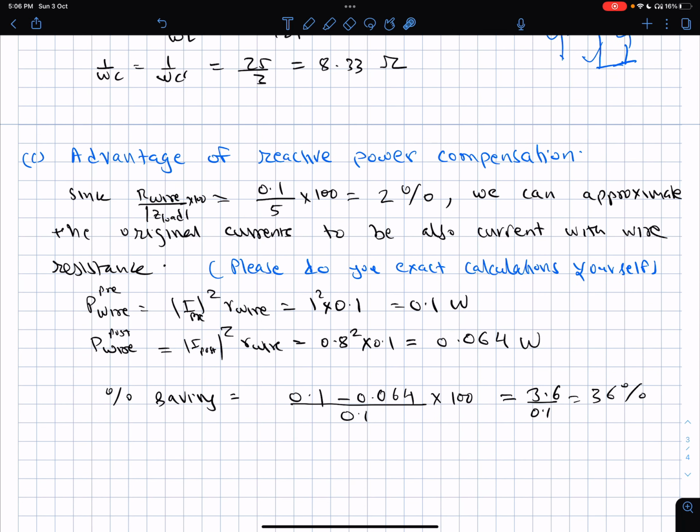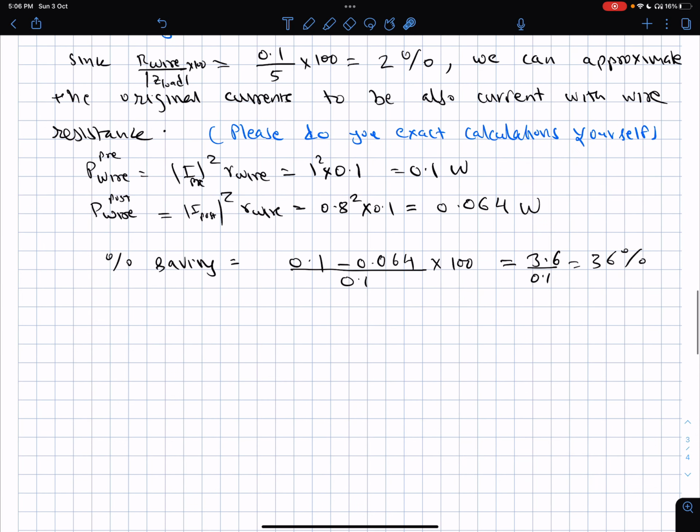Okay. Now let's see the advantage of the reactive power compensation. I have taken the value of resistance to be 0.1 ohms. The original load impedance was 4 plus j3, which is 5 ohms. So this is only 2% of the actual load impedance. Since the wire impedance is only 2% of the load impedance, the current really will remain practically the same.